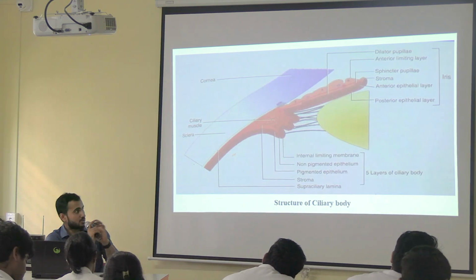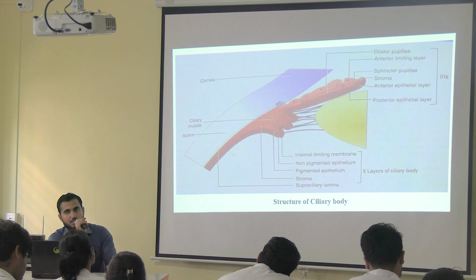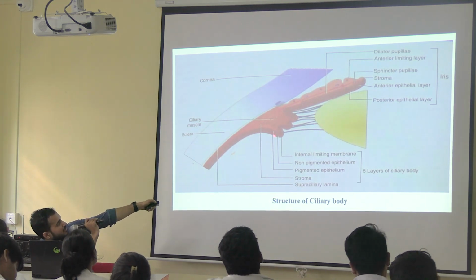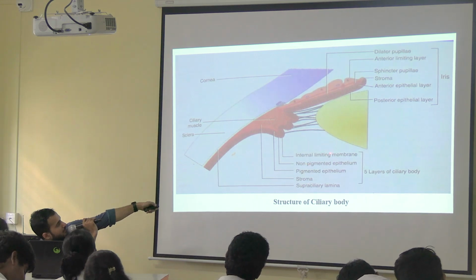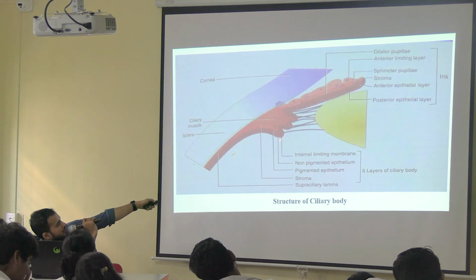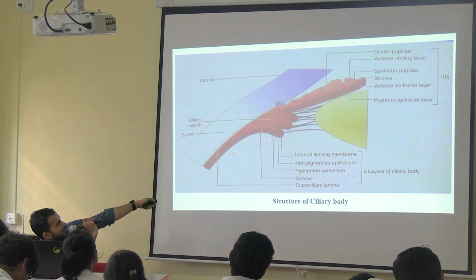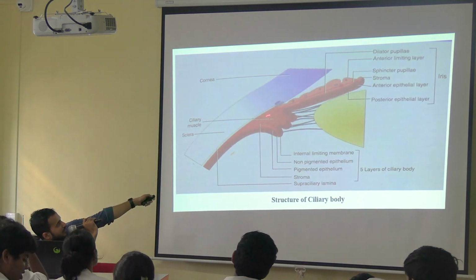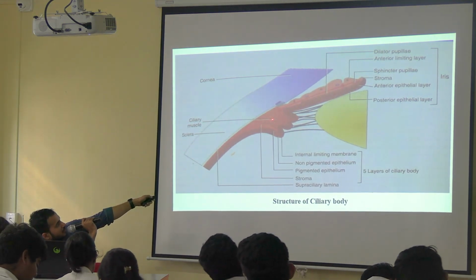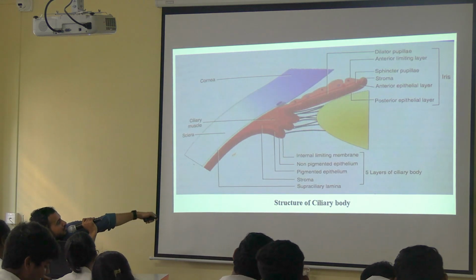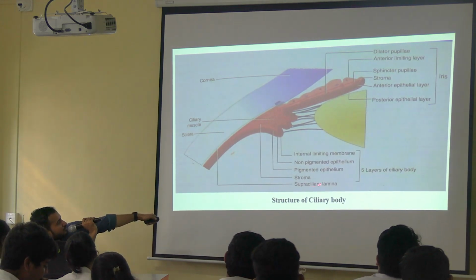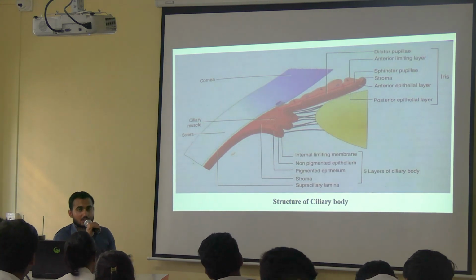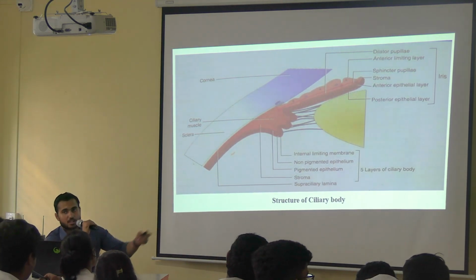Can you see all the layers of the ciliary body? These are all the layers of the ciliary body. First you can see the internal limiting membrane. Then the non-pigmented layer, then the pigmented layer. After that, this is the stroma, which makes the most thickened part of the layer, and then you can see the supraciliary lamina. So these are the layers of the ciliary body.